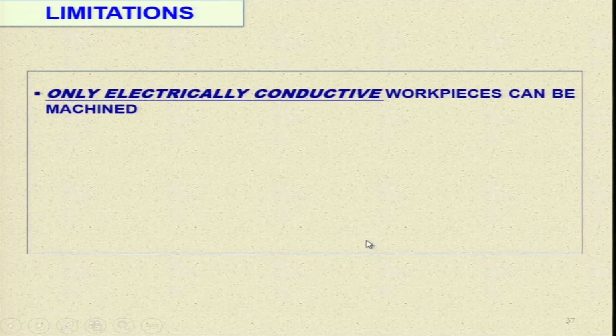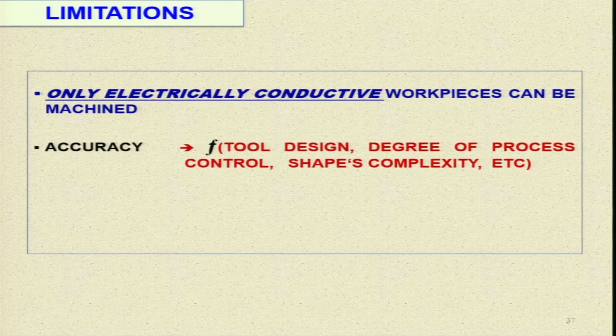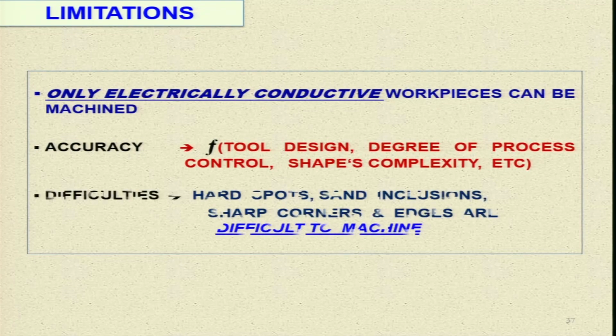Now, let us see the limitations of the process. Only electrically conductive workpieces can be machined. Accuracy is a function of tool design, degree of process control, shapes, complexity, etc. Difficulties are there because of hard spots, sand inclusions, sharp corners and edges, and they are really difficult to machine accurately, and because these hard spots and sand inclusions are electrically non-conducting, they cannot be machined.